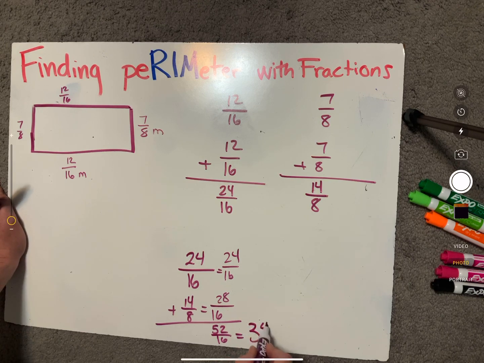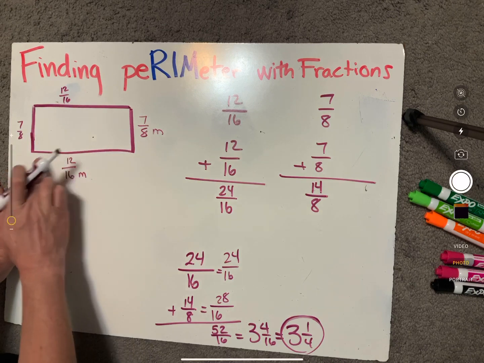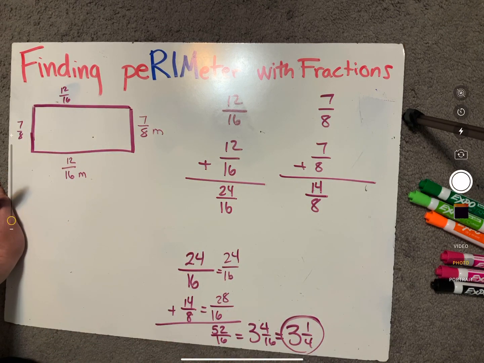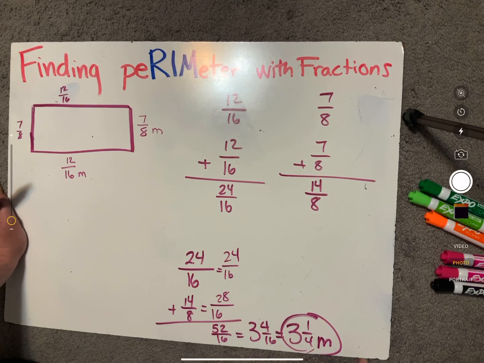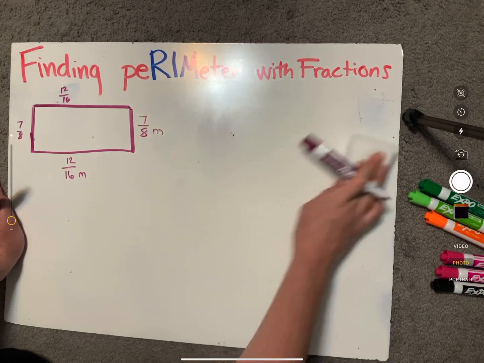Which is going to be 3 4/16 again, or 3 1/4. Okay, so again, that would be if you added the same length sides together and then combined those 2 lengths. Okay, oh, and don't forget that it's meters. I forgot my unit there. Okay, let's try it the last way.